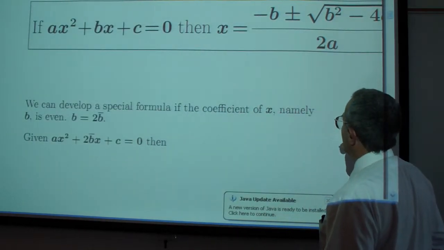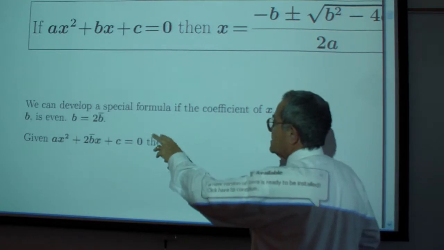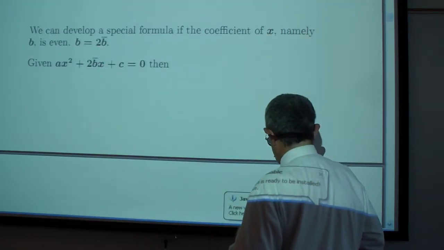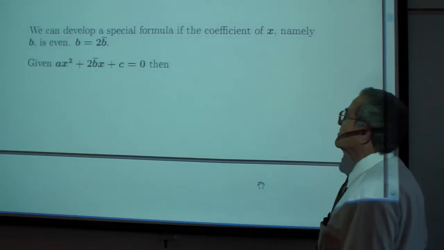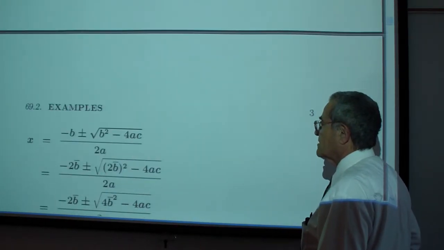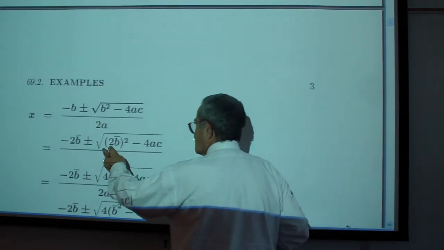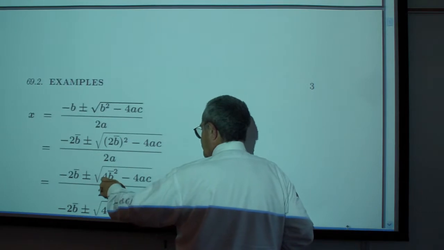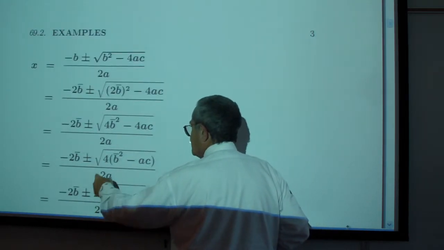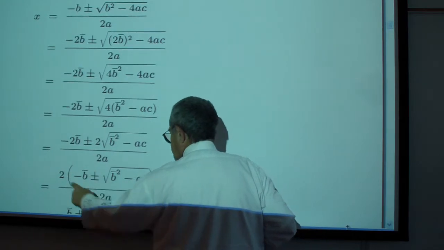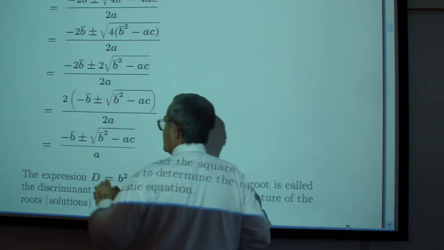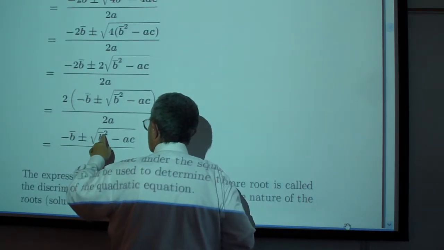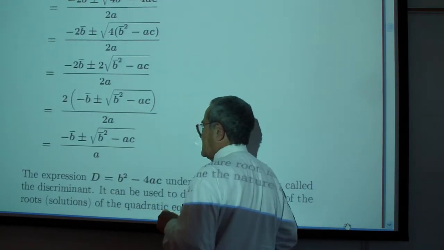We can develop a special formula for when the coefficient of x, namely b, is even, like 2b bar. Then we get 2b bar squared, 2b bar here. You get a 4 that you can factor out as a 2, right here. You can factor the 2 and divide by 2. So if the coefficient of x is 2b bar, x can be negative b bar plus or minus the square root of b bar squared minus ac, over a.